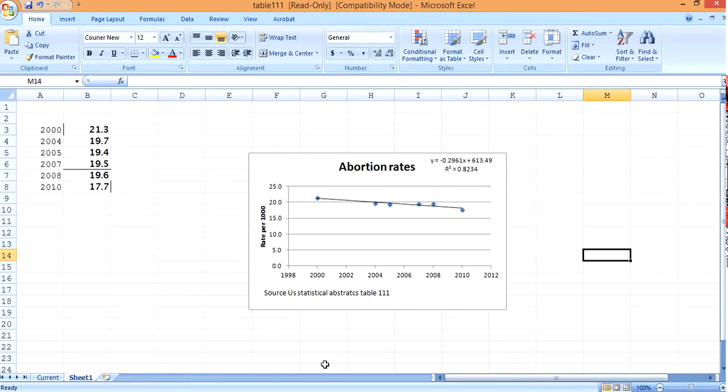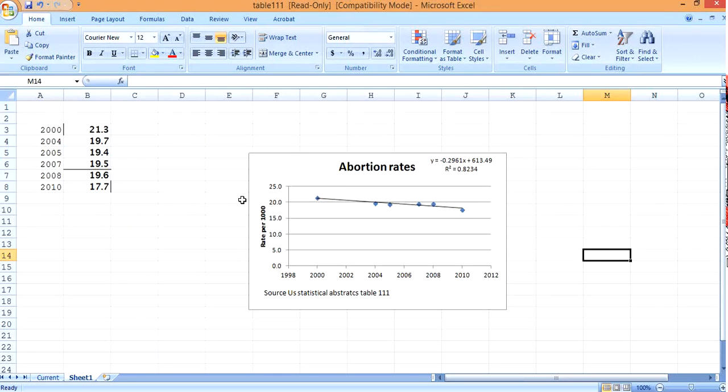So we look up some data on abortion, and again, all of this is real data. It turns out abortion rates have been on the decline slightly over the last 10 or so years, right? The abortion rate is staying pretty steady across all women, from about 21.3 down to 17.7 per 1,000 women in the population.